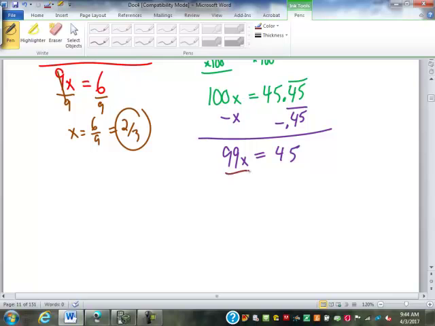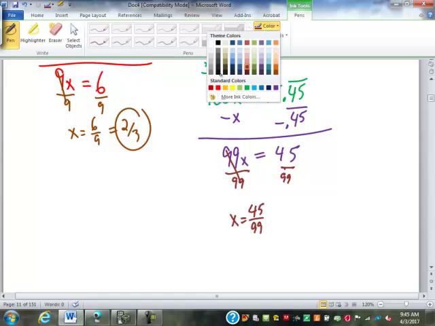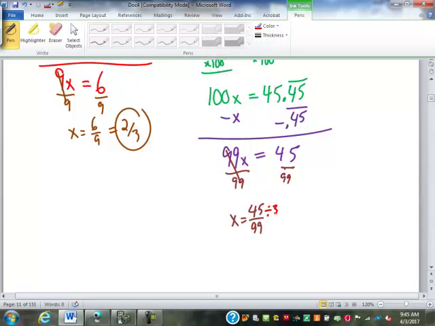Now I'm going to divide by the 99. So x equals 45 over 99. And of course I can reduce that. Both of those can be divided by 3, which will give me 15 over 33. Divided by 3 again, 5/11. So 5/11 is equivalent to 0.45 repeating.